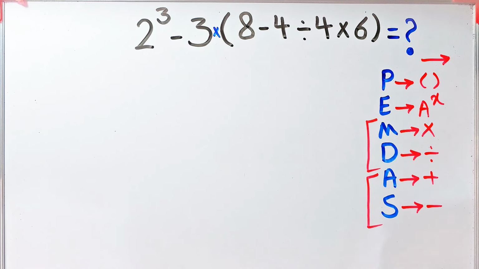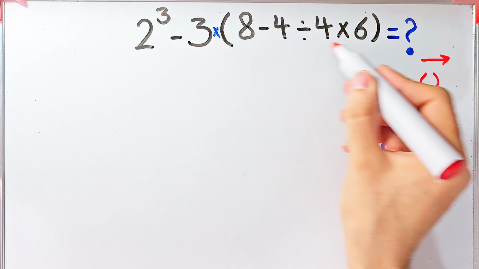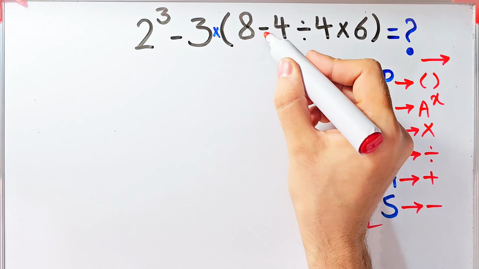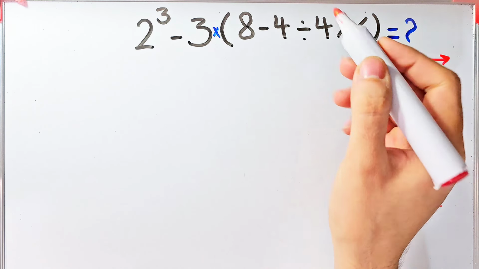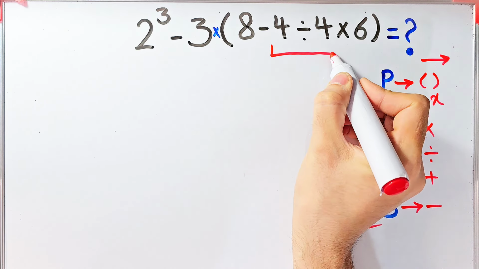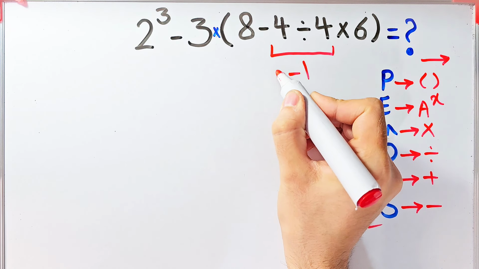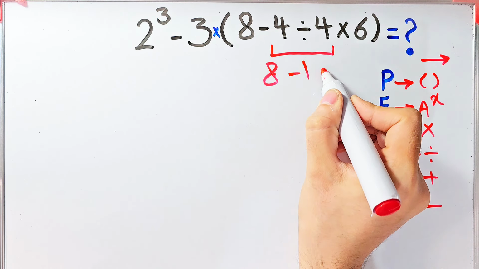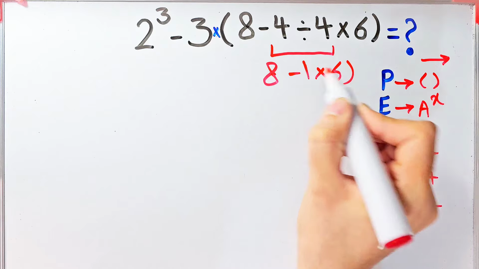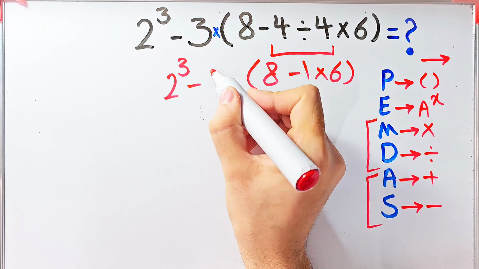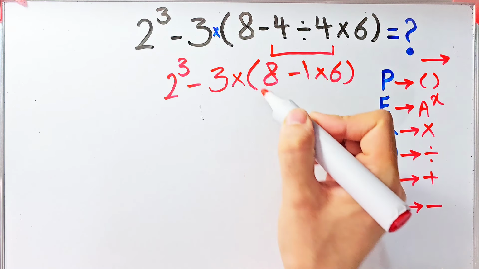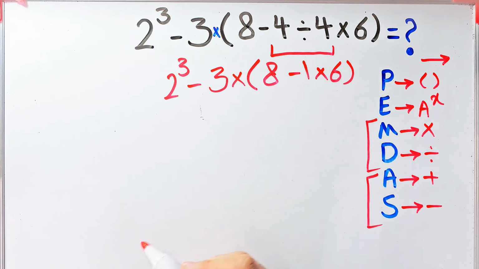In this question, according to the PEMDAS rule, first we simplify the parentheses. Inside the parentheses we have subtraction, division and multiplication. First we simplify this division. Negative 4 divided by 4 equals negative 1. We have 8 minus 1 then times 6 inside the parentheses, and the question is 2 to the power of 3 minus 3 then times 8 minus 1 times 6.